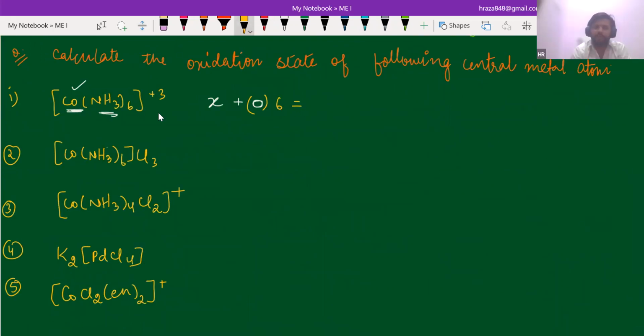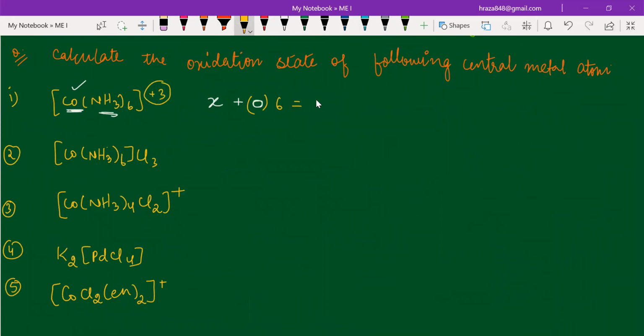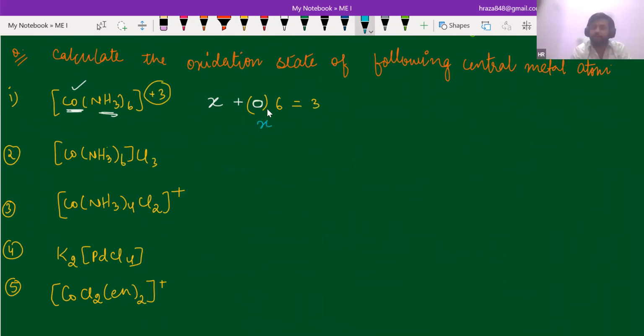6 is equal to, there is nothing, then equals to, and is there any charge? It's plus 3. So you are going to write equals to 3, and then X plus 0 into 6, 0. So it will have plus 3. Now come to this. Again, you take X plus NH3 has 0 oxidation state, plus there is chlorine. So 3 chlorine is there. 1 chlorine will have -1 oxidation state equals to 0. So you can see X minus 3 is equal to 0. So here again cobalt has oxidation state of plus 3.